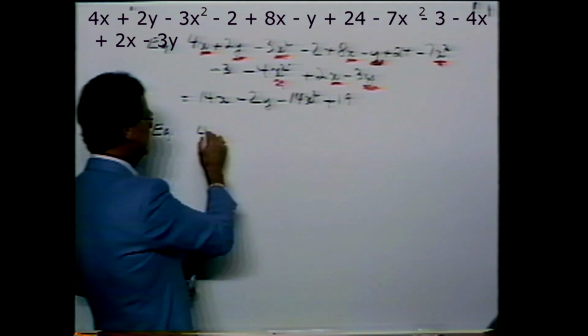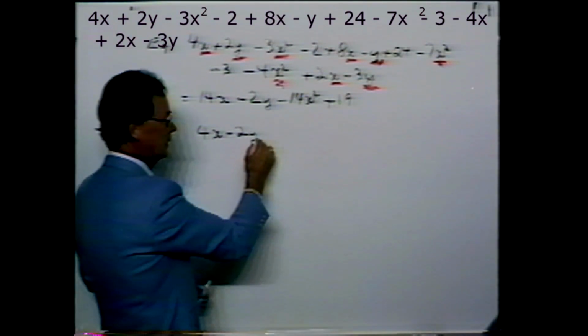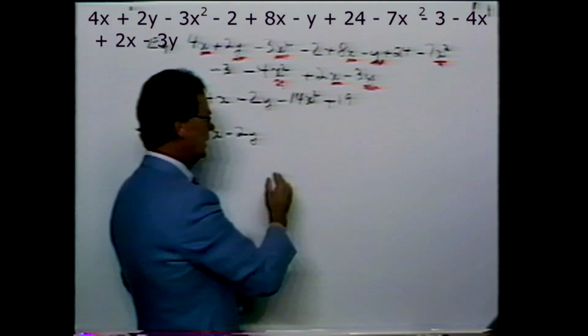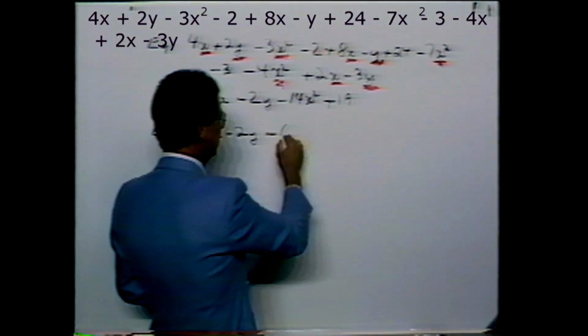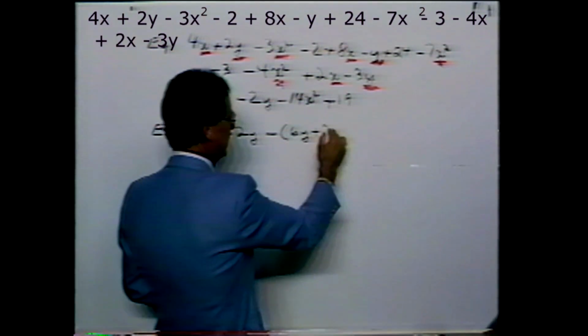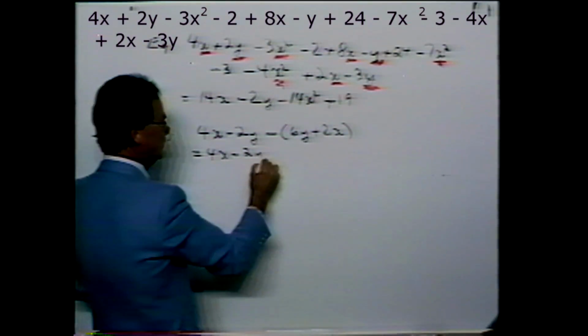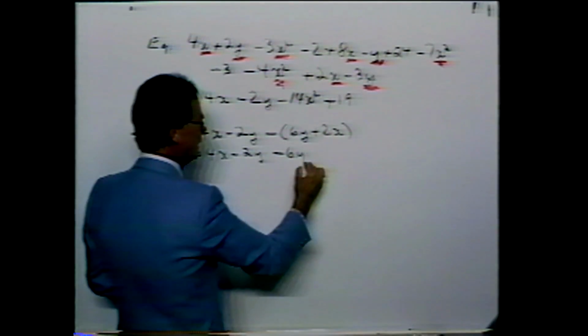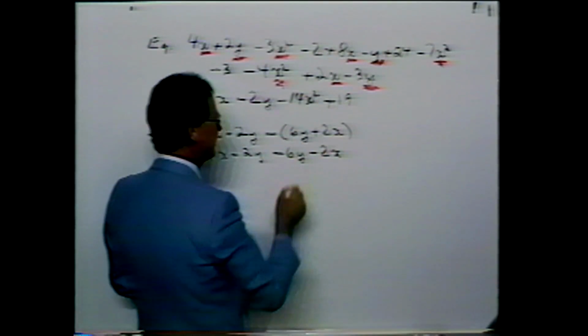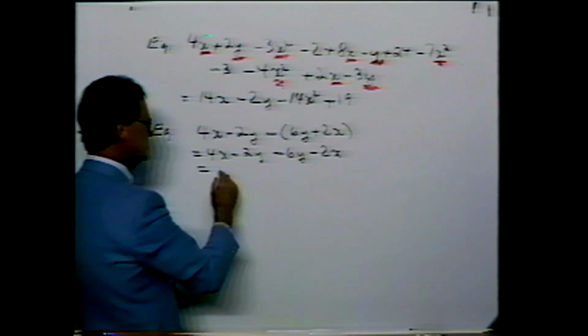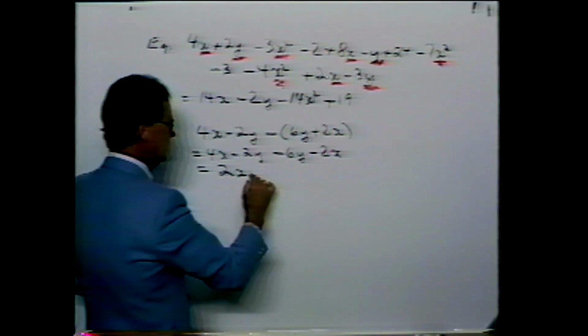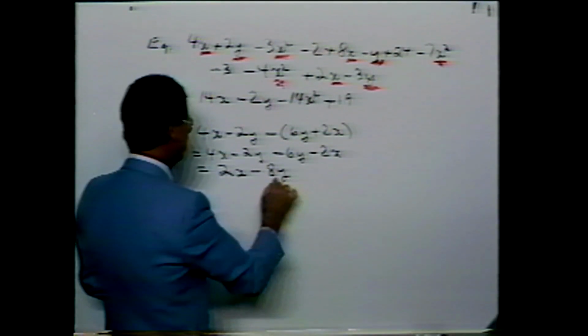Another example, 4x minus 2y minus 6y plus 2x in brackets. And so 4x minus 2y minus 6y minus 2x. Simplifying, 4x minus 2x is 2x. Adding these is minus 8y.